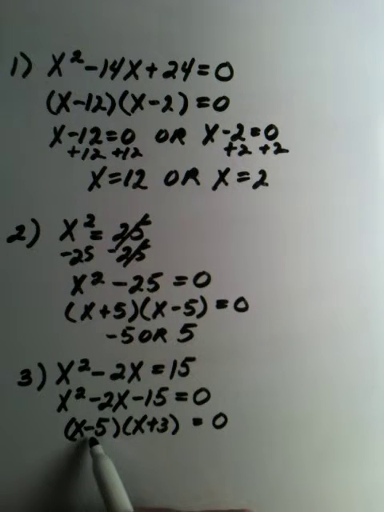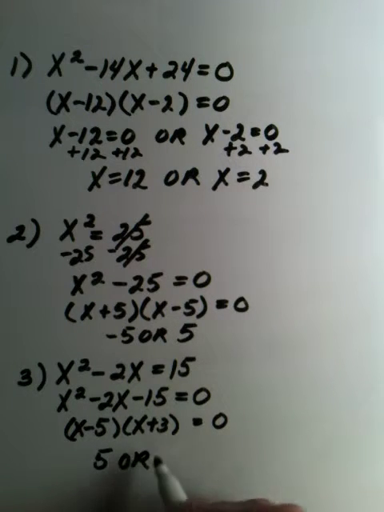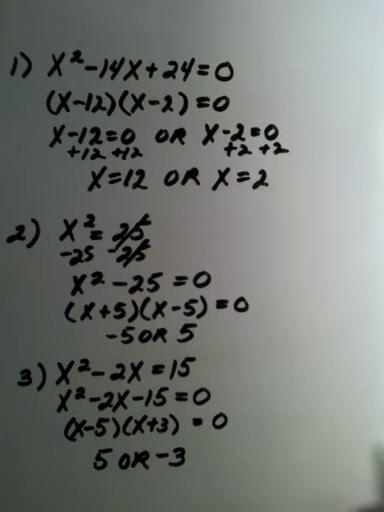To make this parenthesis 0, the answer could be positive 5. And to make this parenthesis 0, the answer could be negative 3. Again, we have two answers, positive 5 and negative 3. Both of those plugged into the equation will make 15. Or in this case, if you plug it in here, we will get 0.